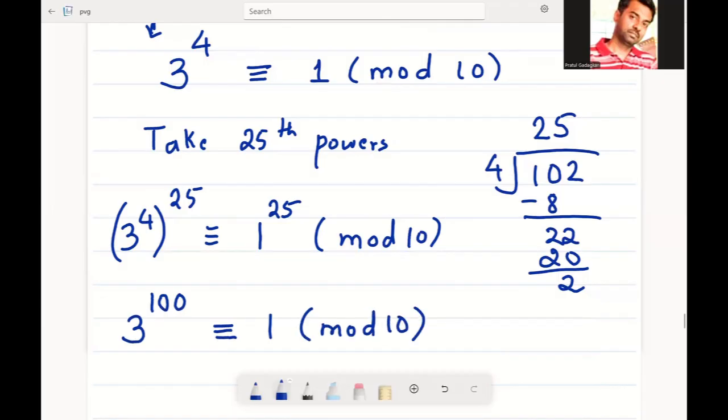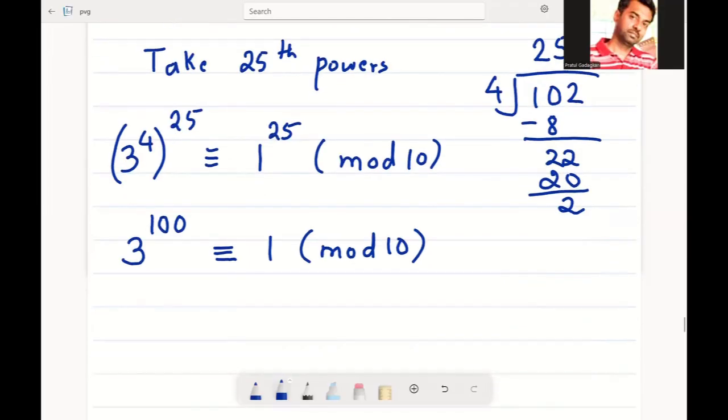Now we are only 2 powers away from the given question. So I will multiply both sides by 3 square. See, I have 2 plus the power, the remainder is 2. Right? So multiply both the sides by 3 square.